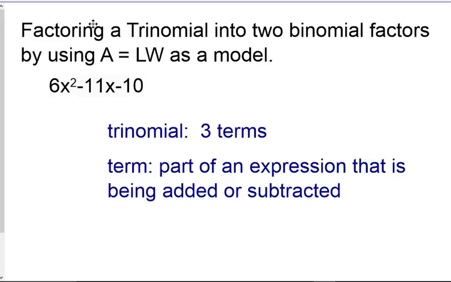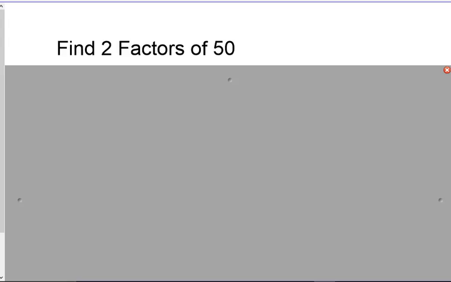Thank you for joining me to review how to factor a trinomial into two binomial factors by using area equals length times width as a model. In the end, what we want to be able to do is take a trinomial, something with three terms like this, and factor it into two binomials. The answer to this problem is going to end up being the binomial 3x plus 2 times the binomial 2x minus 5. We're going to talk about that in just a second, but bear with me. We've got a little bit to go through first before we can get to the details.